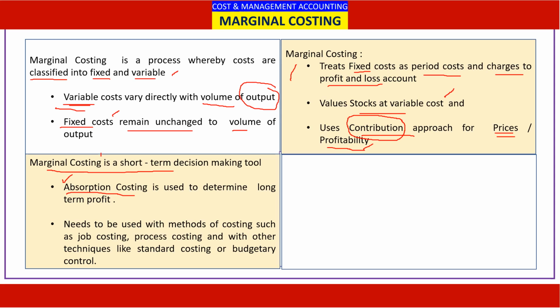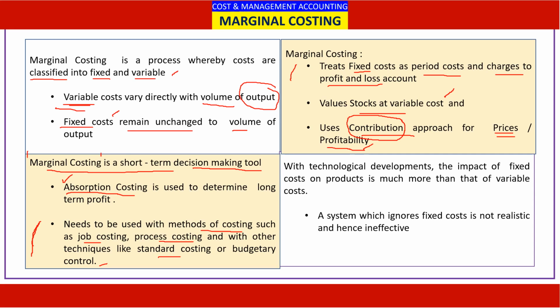And marginal costing as such is not a system of costing. It is a decision-making tool. It is a technique, and it has to be used along with methods and systems of costing such as job costing, process costing, and standard costing or budgetary control, which continue to exist. This is an add-on tool to make you take better decisions. It is a decision-making tool depending upon the nature of expenses.